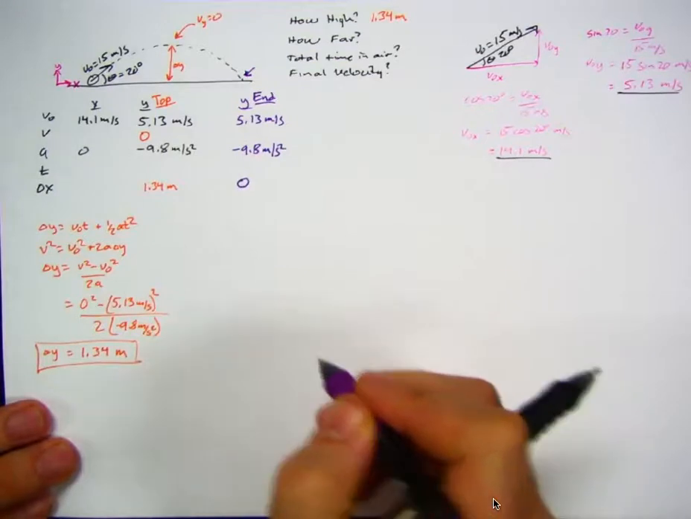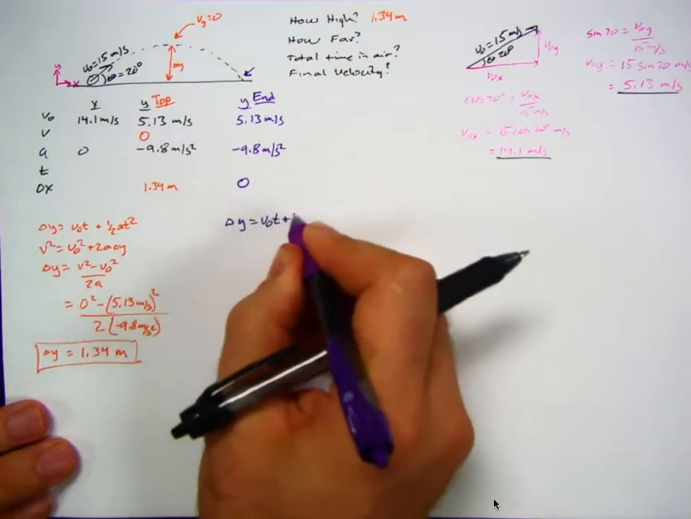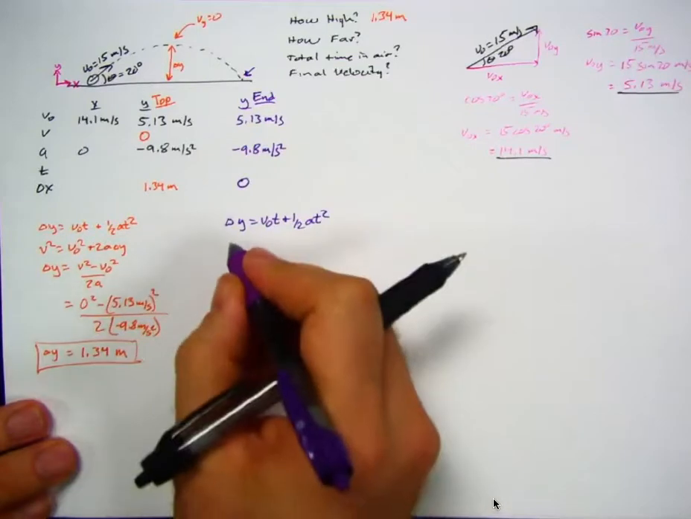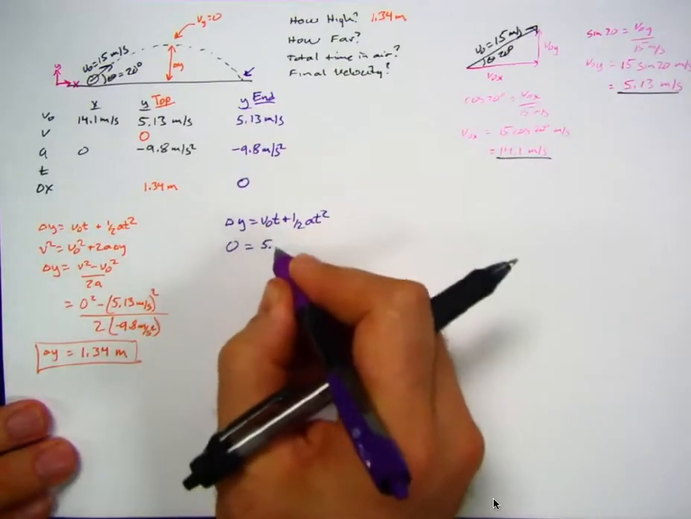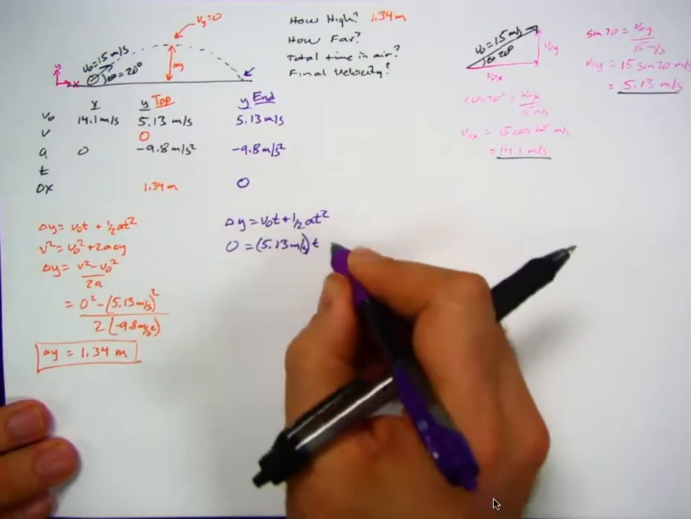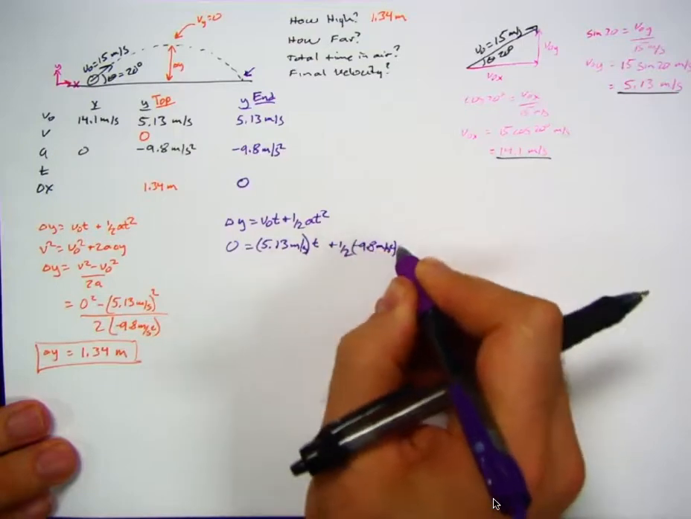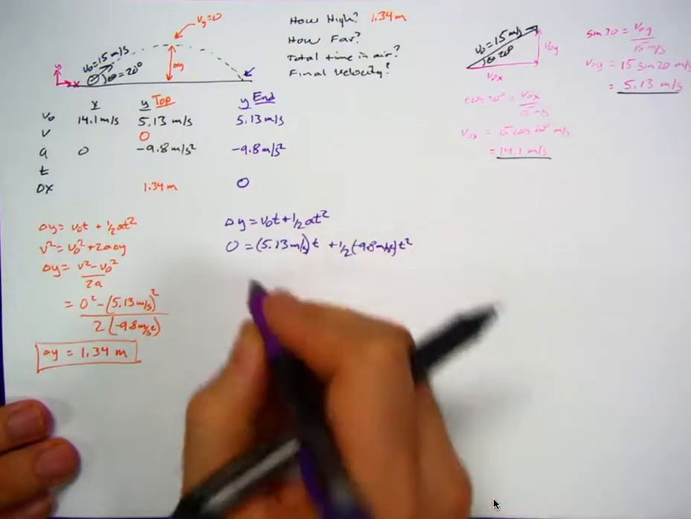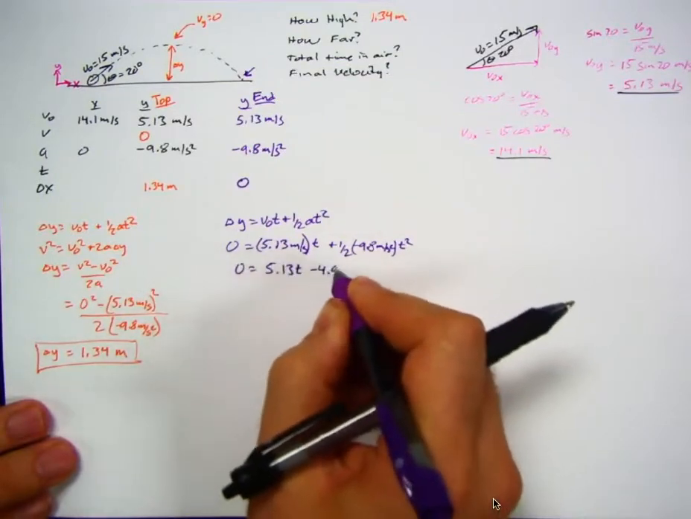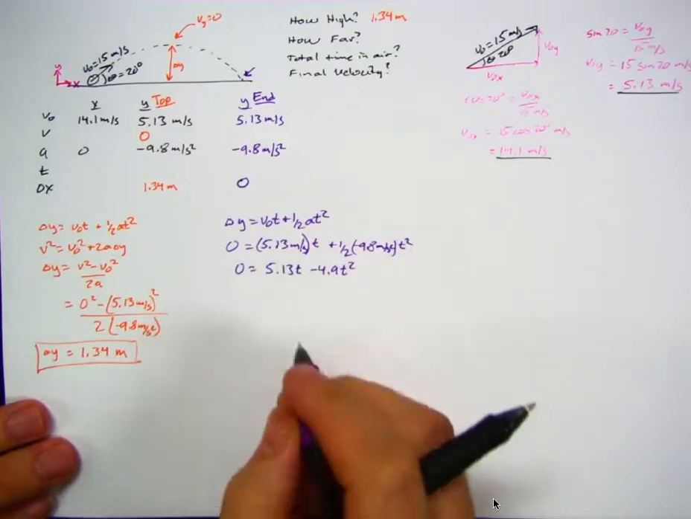Now that I know those three things, I can use delta y equals v0t plus 1/2 at squared to find the time. So that means 0 is equal to 5.13 meters per second times time plus 1/2 times negative 9.8 meters per second squared times t squared. Or 0 equals 5.13t minus 4.9t squared. I can solve that equation, factor out a t, and solve.